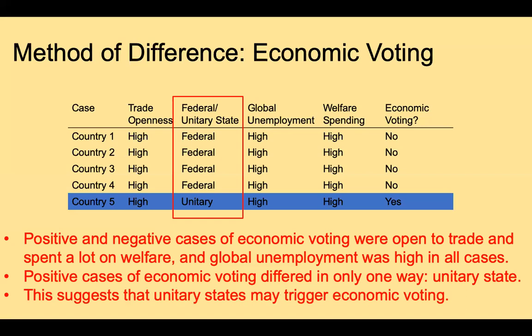And why would that matter? Why does it matter if it's a unitary state or a federal state? Well, it has to do with accountability and who you can blame for your hardship. If it's a unitary state and there's a national government and that's it, well, it's pretty easy to blame the executive and the incumbent government for the economic downturn.